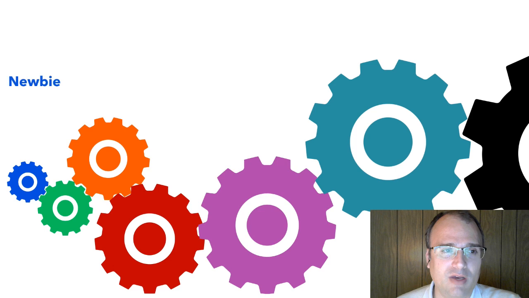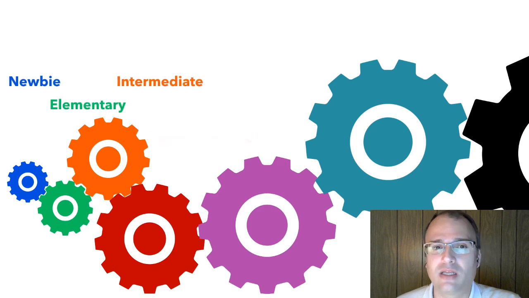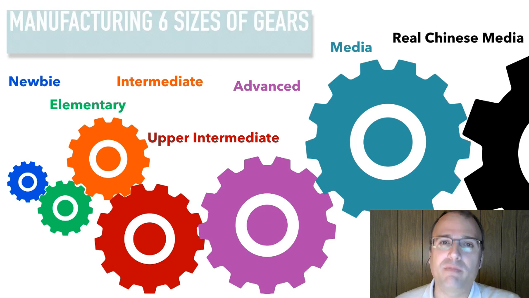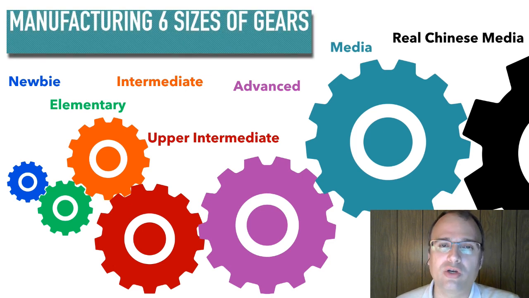So ChinesePod came up with a 6-level system to get a beginner all the way up to the point where they can start learning Chinese on their own from real Chinese media, from watching Chinese movies, from listening to Chinese audiobooks, from reading Chinese novels, and yes, if you want to, you can even read Chinese news.